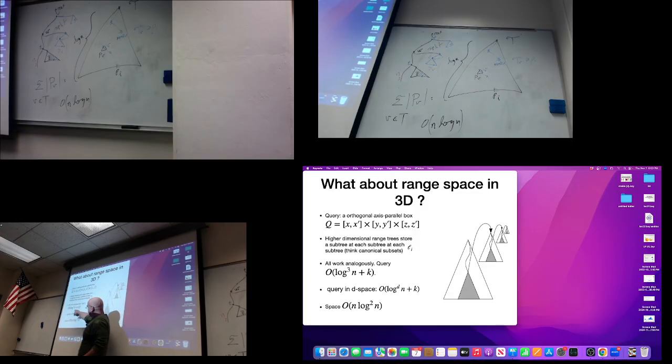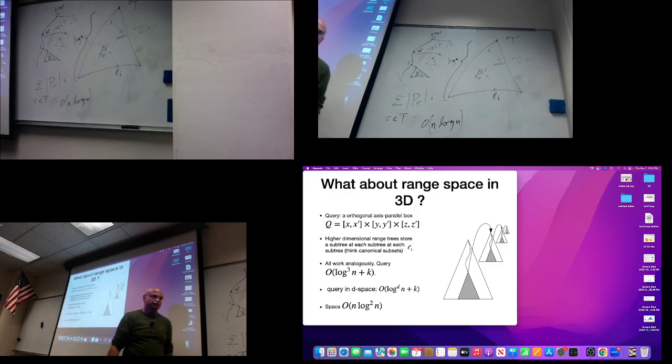So the running time will be log search in the main tree. For each node that you are getting, it would be log n in the second level. For each one, log n in the third level. So that would be the search time. Log to the power of d plus k, in k.